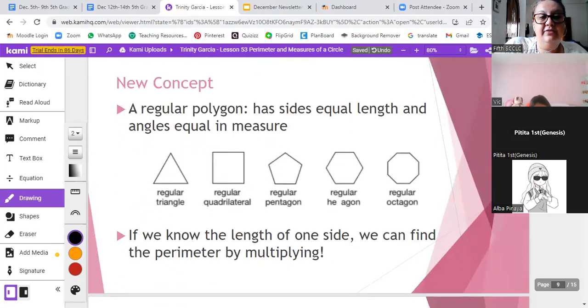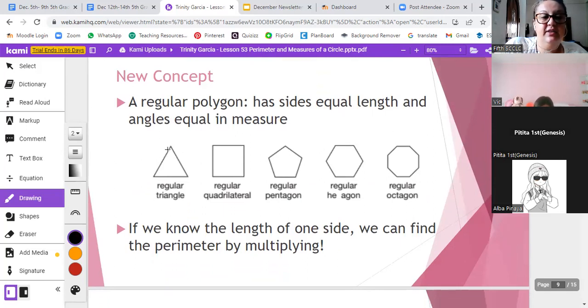Okay, first they want to say, if a regular polygon has sides that are equal length and angles equal in measure, then we can just multiply. So if this triangle is equal on all sides, let's say 5 centimeters, then this side is also 5 and this side is 5. So we can find the perimeter by saying 5 times 3, because there's 3 sides. The square, if it's 4 on this side, it's also 4 on this side and this side and this side, because all the sides are equal in a square.